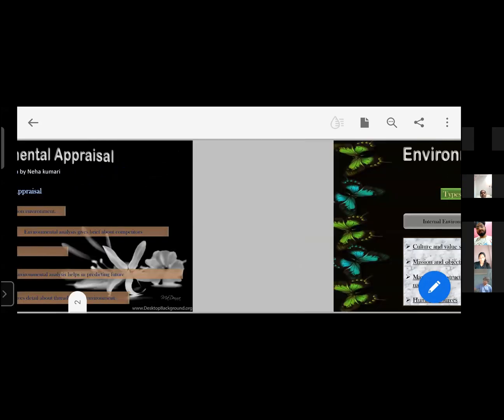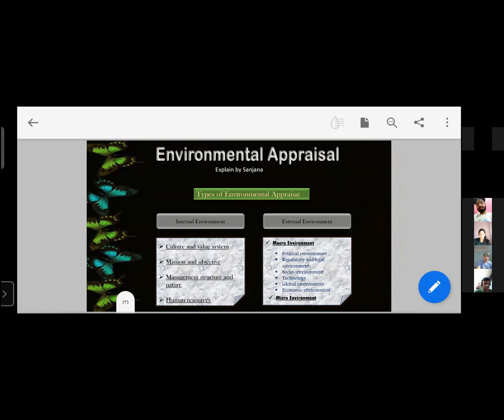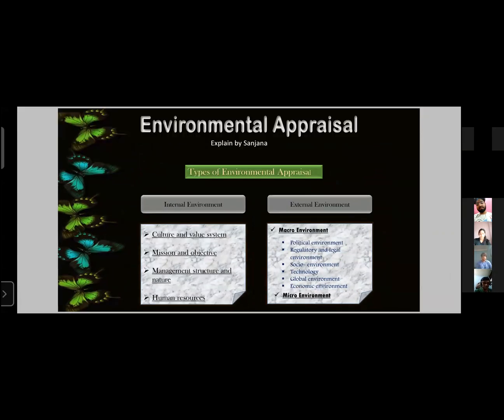Good afternoon, ma'am. My name is Sanjana Kumari, and my PPT topic is types of environmental appraisal. There are two types of environmental appraisal: internal environment and external environment. Internal environment is a component of business environment, which is composed of various elements present inside the organization that can affect or can be affected by the choice, activities and decisions of the organization. It is a controllable environment, and some internal factors are cultures and value system, mission and objective, management structure and nature. Fourth one is human resource.